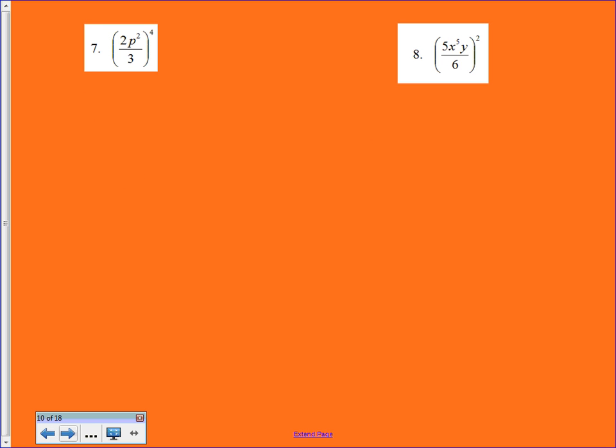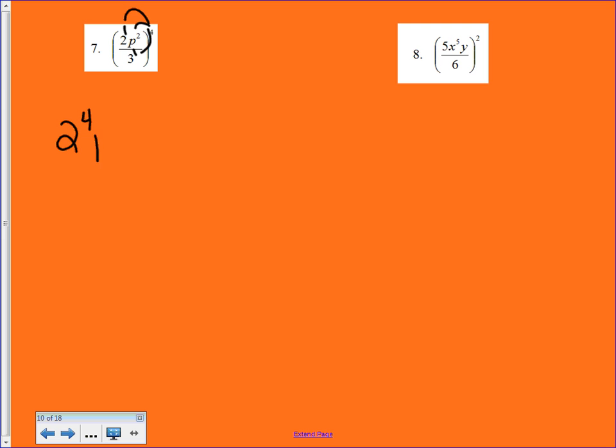All right, let's take a look at number 7. So number 7, what we're going to do is distribute in that exponent to start off with. So we have 1 and 1. Okay, so what I want to do is take each power and multiply it by 4. So I have 2 to the 4. So I'm taking this power of 4 and I'm multiplying it by each exponent.